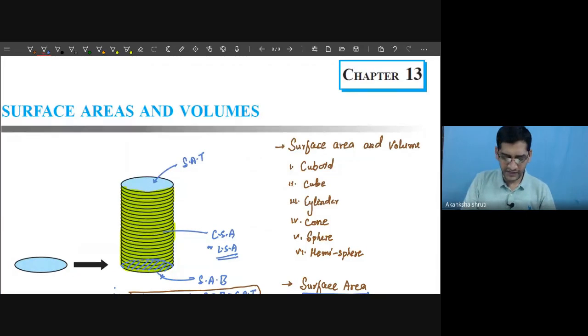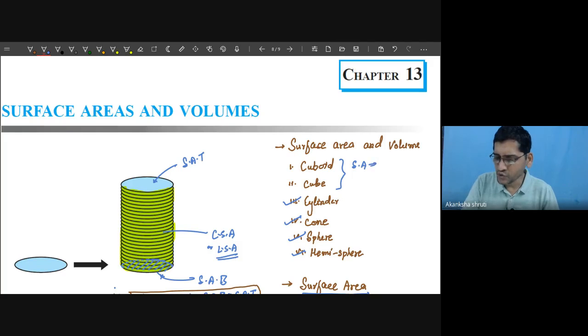Good evening, students. Today we are going to continue with the chapter surface area and volume. Today we will discuss how to calculate the surface area of cylinder, cone, sphere and hemisphere. We have already discussed in our previous lecture about the cuboid and cube. There we had discussed how to calculate the surface area.